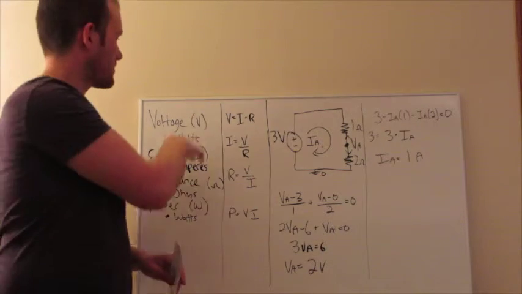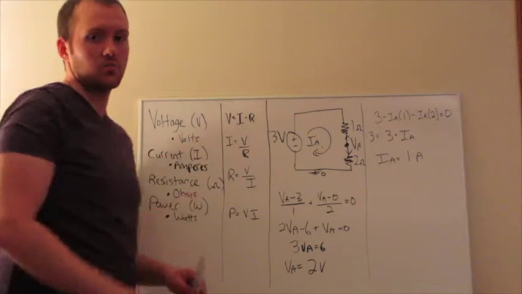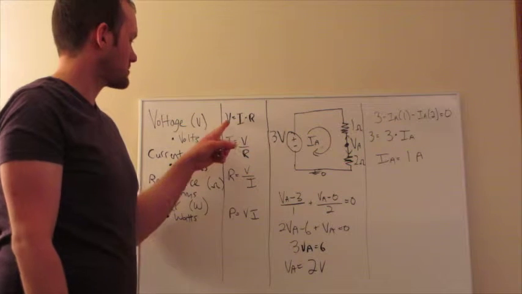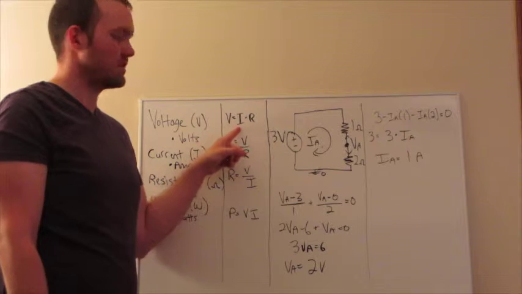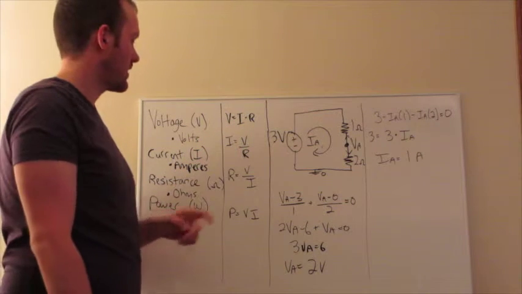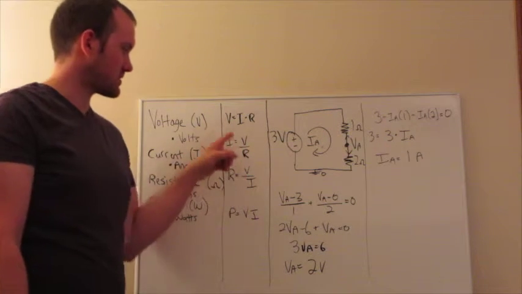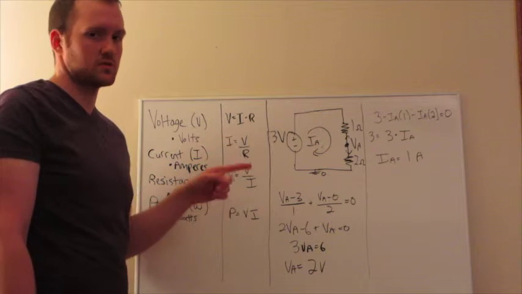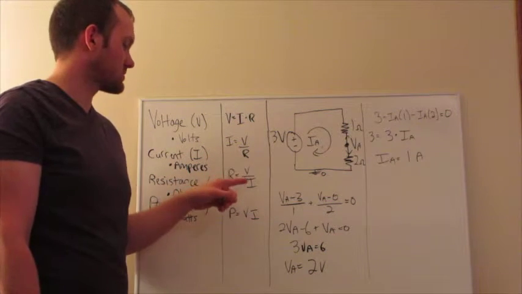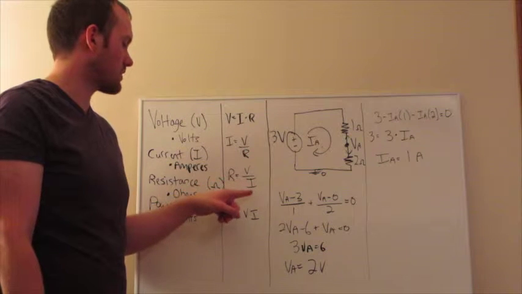So now that we know a couple of the terms, we can talk about Ohm's formula. Ohm's law's formula is V equals I times R. So voltage equals current times resistance. You can manipulate these and get these ones by dividing out. So you have current equals volts over resistance, and then resistance equals volts over current.